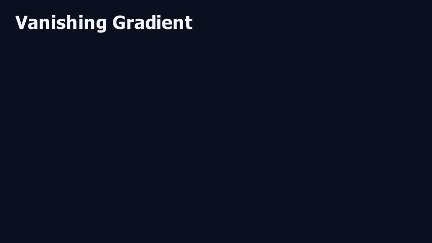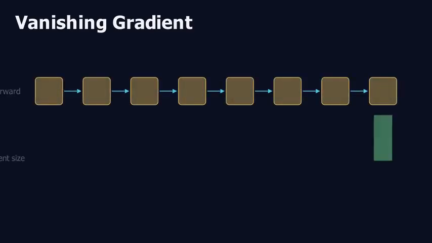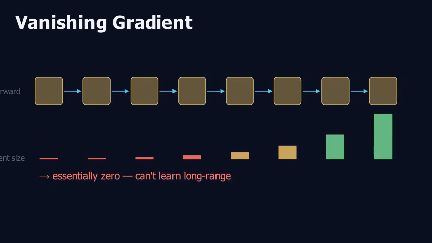But there's a problem. When we backpropagate through time, the gradient flows through the same weight matrix again and again. If those weights are slightly less than 1, the gradient shrinks exponentially with each step. By the time it reaches the start of the sequence, it is essentially 0. The network simply cannot learn long-range dependencies. This is the vanishing gradient problem.